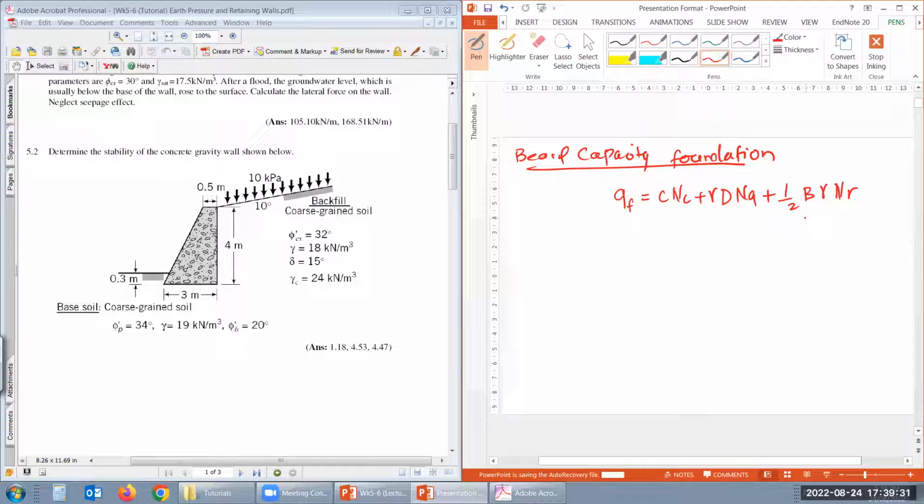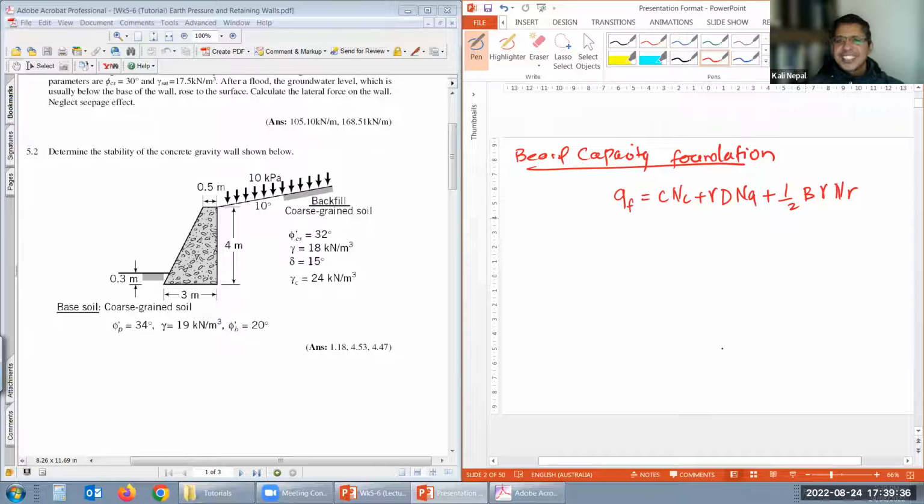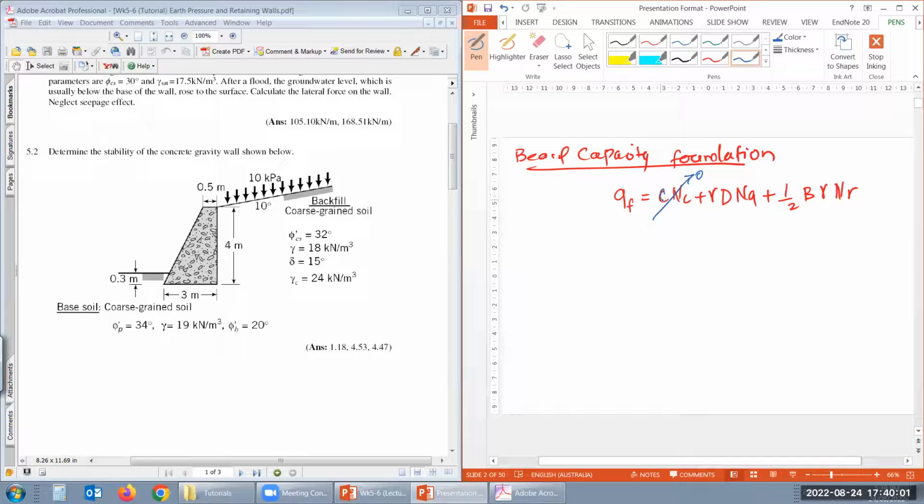Yes, sir. I haven't written the correction factors here. We will use those, but for the retaining wall, the correction factors are all taken as 1. They have suggested that, so I don't need to take those things. So that means this is 0. Why is this 0? Because this is coarse grain soil. The C value is 0. Did you see that? C is 0.